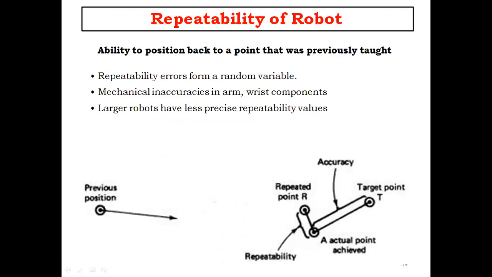In the case of repeatability, it is the ability to position back to a point that was previously taught. Repeatability errors come from a random variable, whereas mechanical inaccuracies are in the norm. Larger robots will have less precise repeatability values. The previous position and the repeated point R, the actual point achieved, the repeatability, and the accuracy relative to the target point. So this is your position coming back to a point which was previously taught.